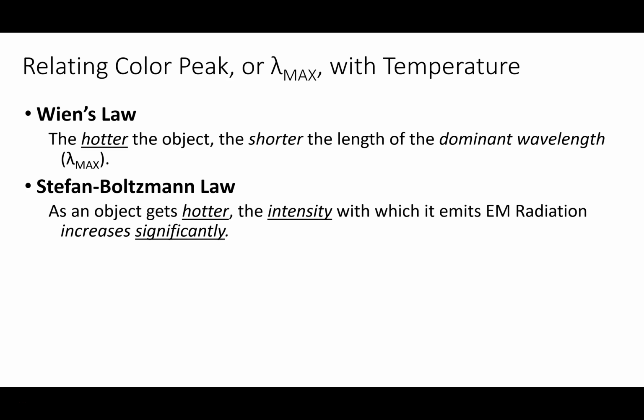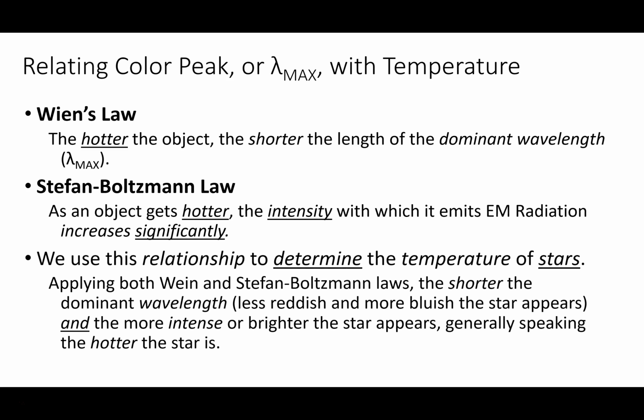Stefan Boltzmann's law is the other thing you told me: the hotter it is, the more intense, the whole graph goes up and goes to the shorter wavelengths, to the left. As an object gets hotter, the intensity with which it emits electromagnetic radiation increases. So those are Wien's law and Stefan Boltzmann's law, and it's kind of intuitive. It sounds like you got it.